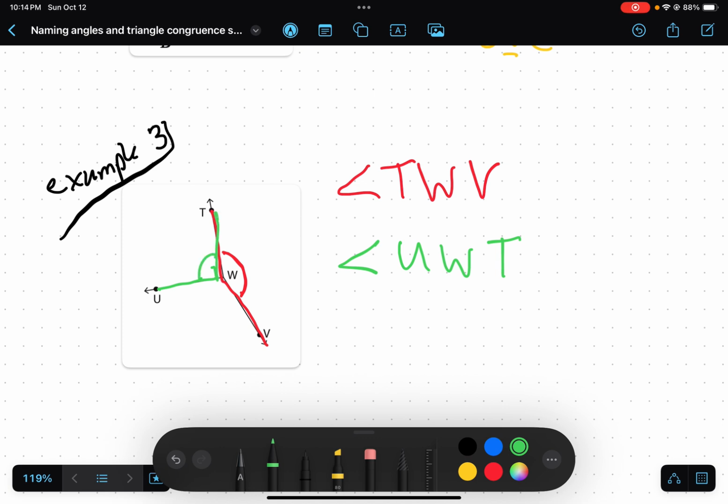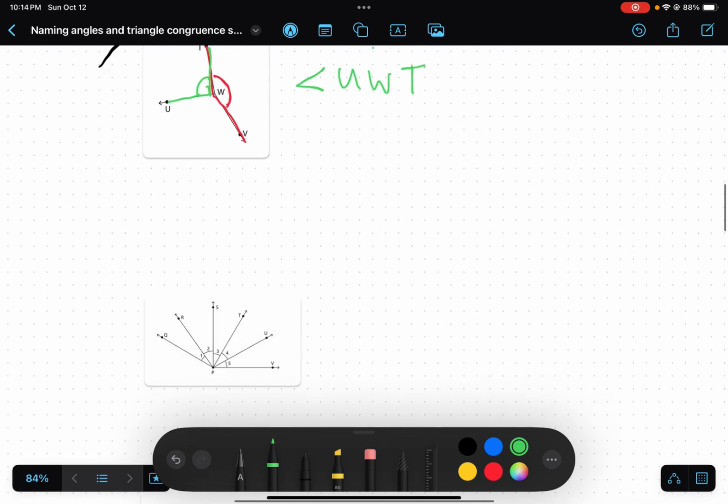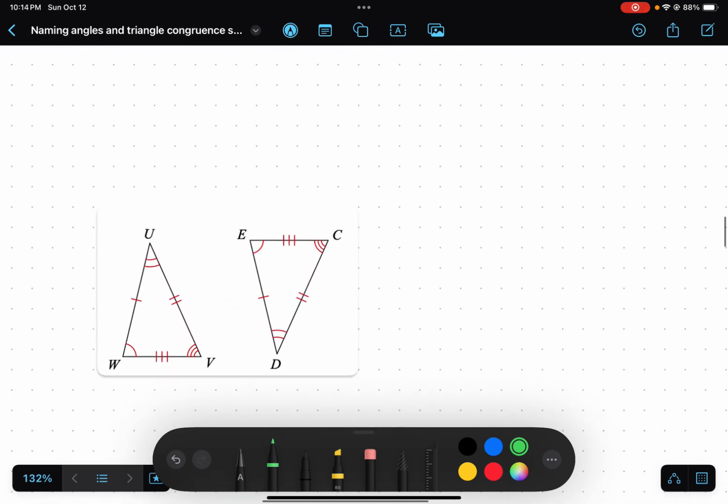I want you to be able to notice if I give you 3 letters to be able to see which angle in the diagram I'm referring to. So that's what you need to know about naming angles. All right, now we're going to talk about writing triangle congruent statements.